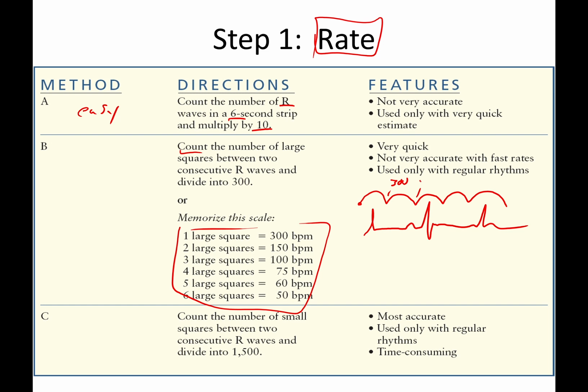300, 150, 100. So in the one that I just drew, this patient's heart rate roughly is between 100 and 150. Last but not least is the most accurate, and the one that would be ideal if everyone would do, and that is counting the total number of small boxes between 2 R waves and dividing into 1500. So, 1500 divided by 9 or something like that.